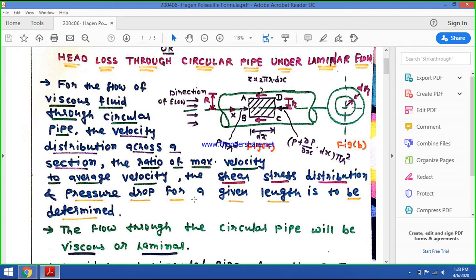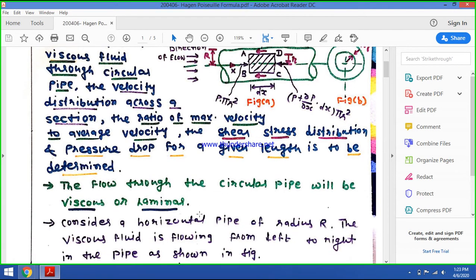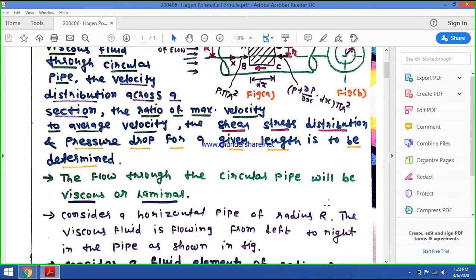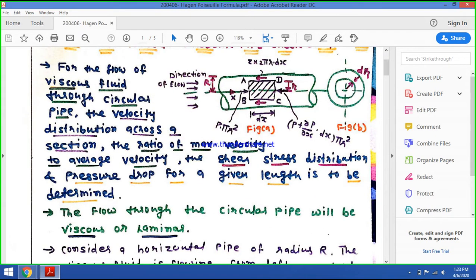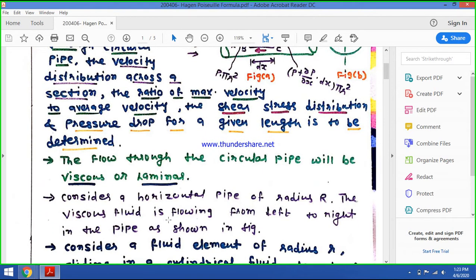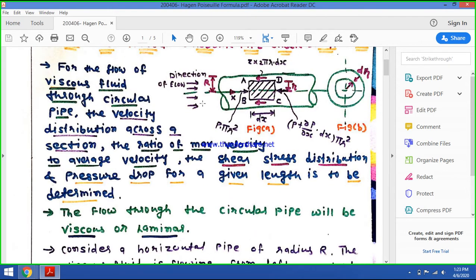Generally we know that the flow through a circular pipe will be considered viscous or laminar when the Reynolds number is less than 2000 in a pipe flow. So we can consider the flow to be a viscous or laminar flow. Consider a horizontal pipe of radius R, the radius of the pipe being capital R, and the viscous fluid is flowing from left to right in the pipe as shown in the diagram.